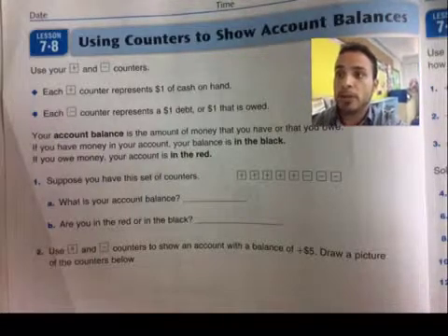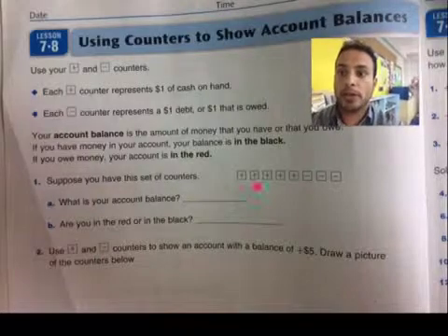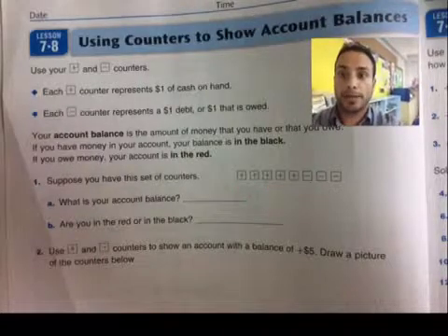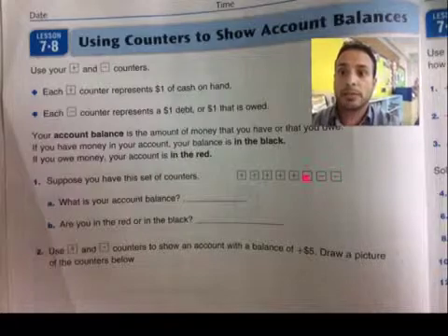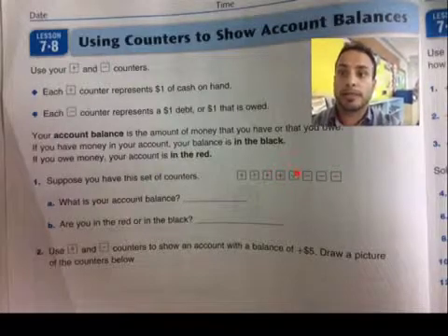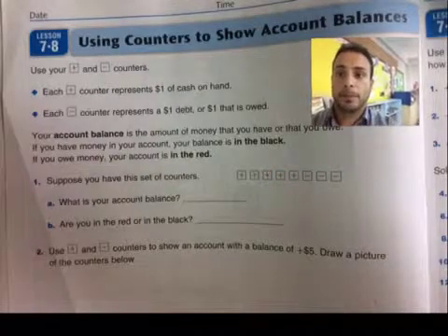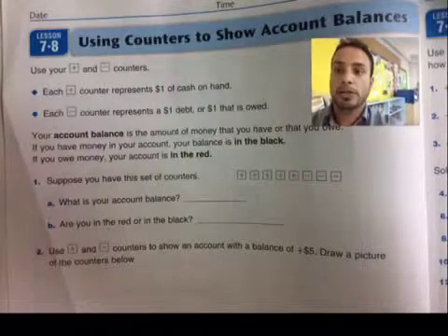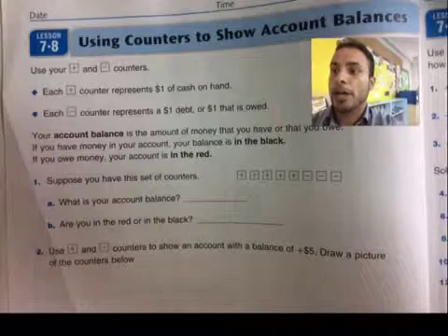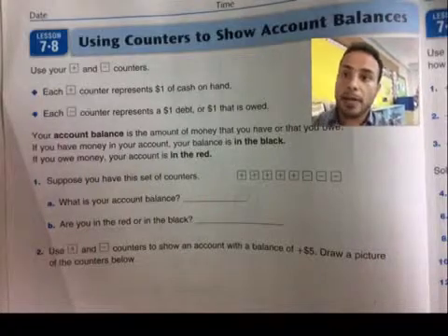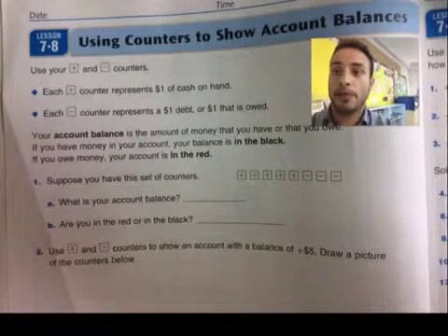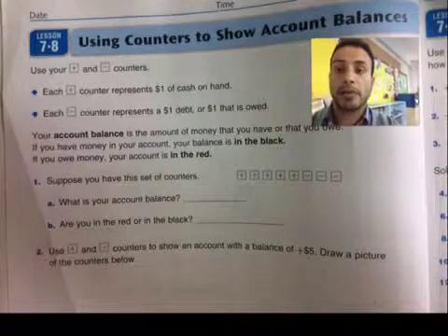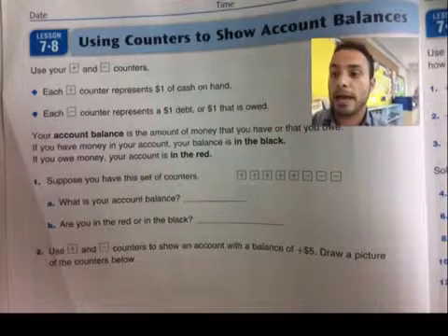Suppose you have this set of counters. You have 1, 2, 3, 4, 5 positives and 3 negatives. These 3 negatives are going to cancel out 3 positives. So what is your balance? If these 3 take out these 3 right here, what is your balance? Are you in the red or in the black? Go ahead and write those down. Remember, if you have plus, you're in the black. If you have negatives, you're in the red.